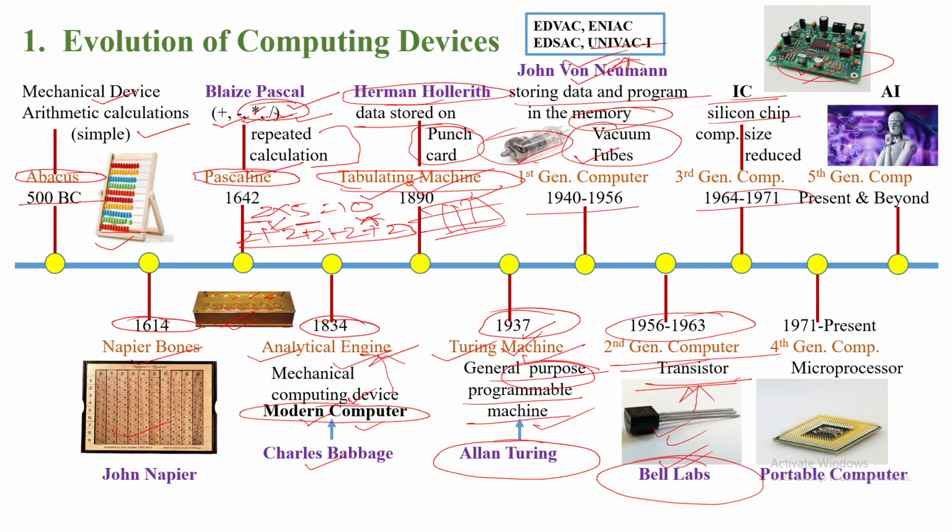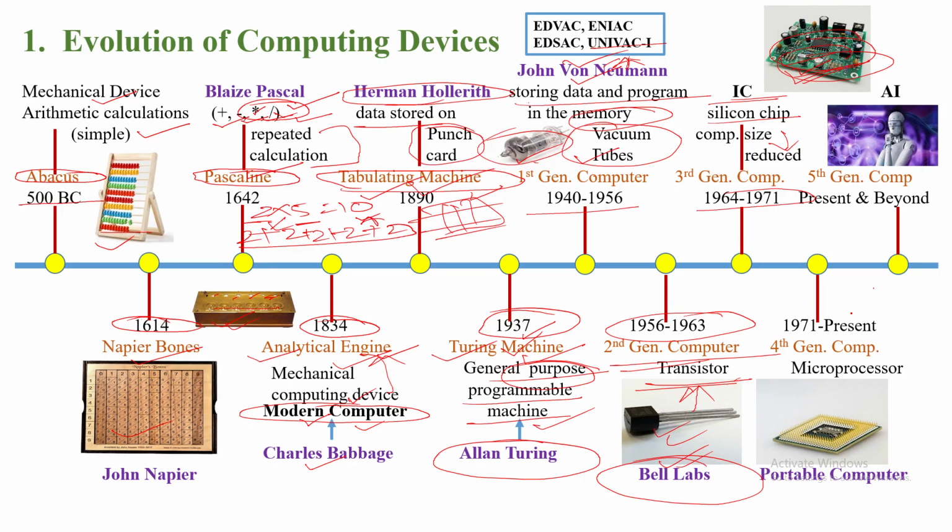Whenever this chip was invented, that means the integrated circuit came, computer size was reduced. Before that, computers would occupy a large room because of the transistors and vacuum tubes. Now, whenever the integrated circuit came, computer size was reduced.